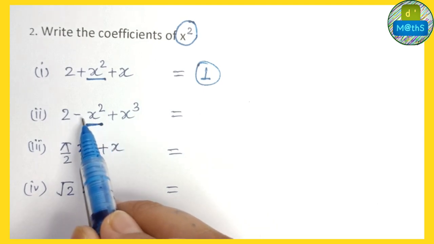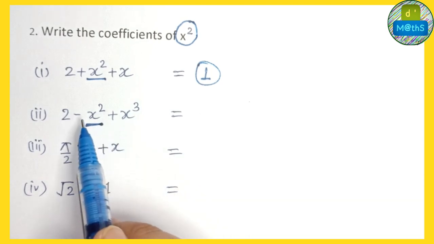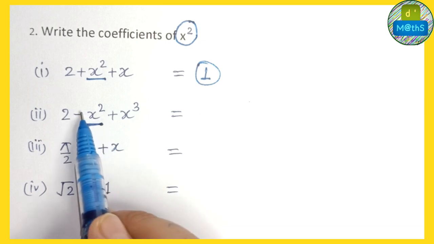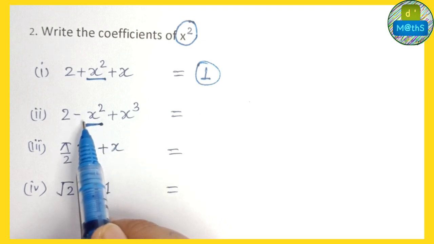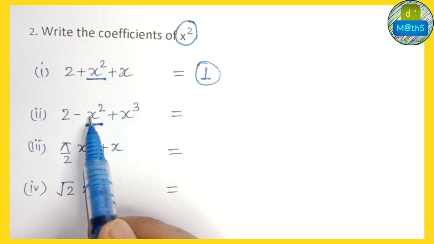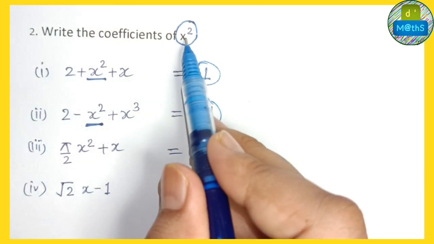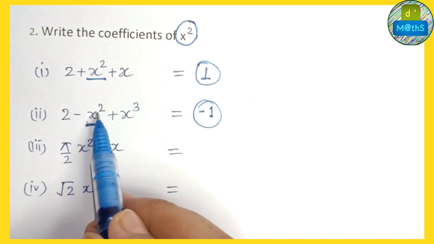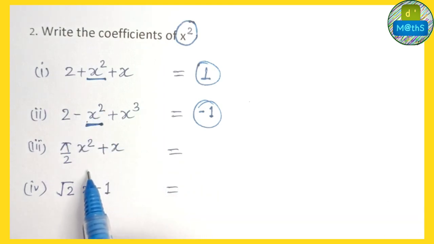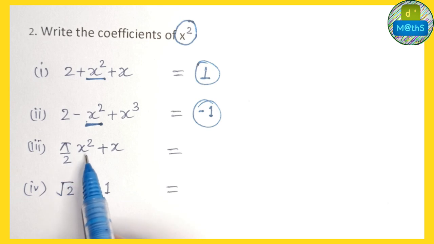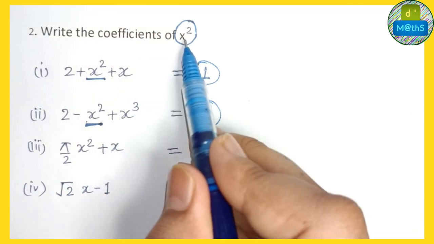Similarly in the second question, the variable x square has a negative sign. Here also everything will be the same, but the sign will be negative. Why negative? Because the whole variable x square is carrying a negative sign.